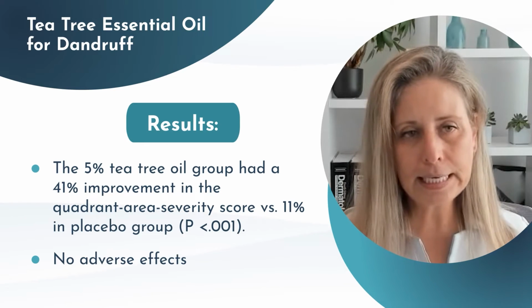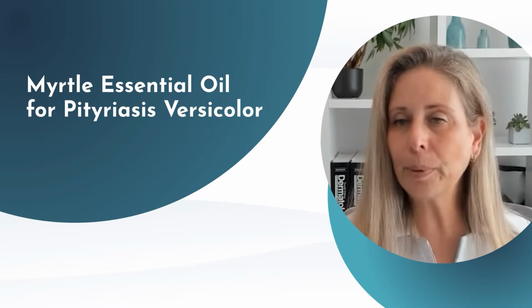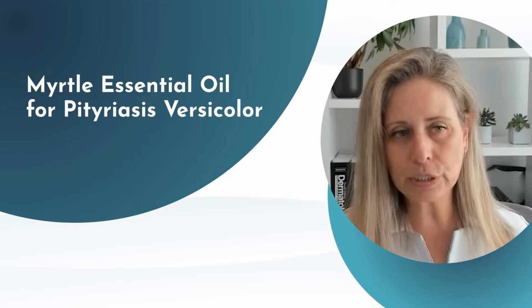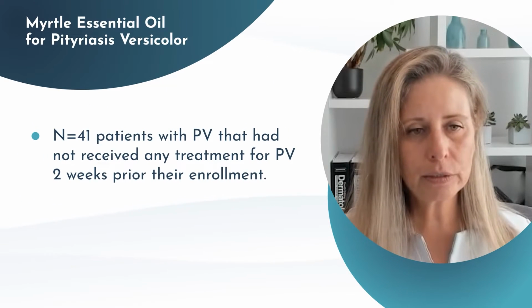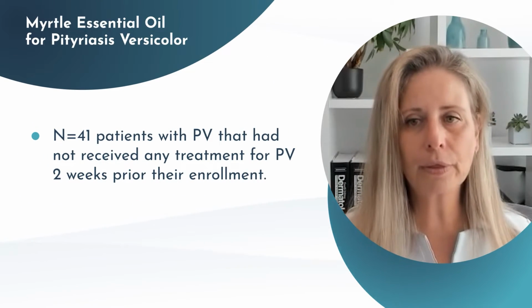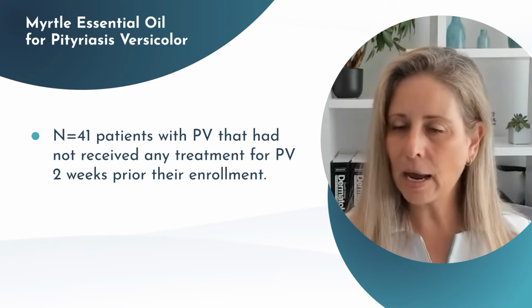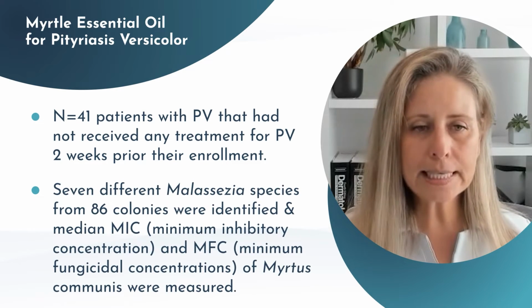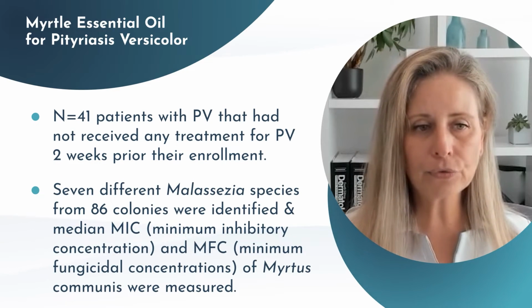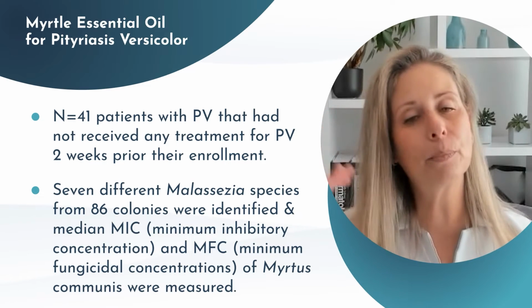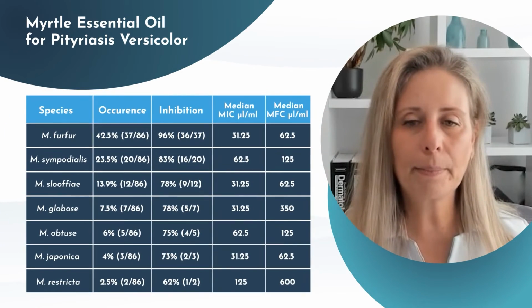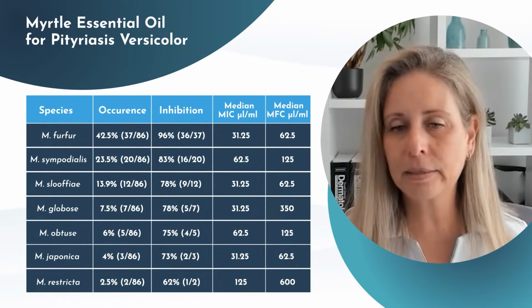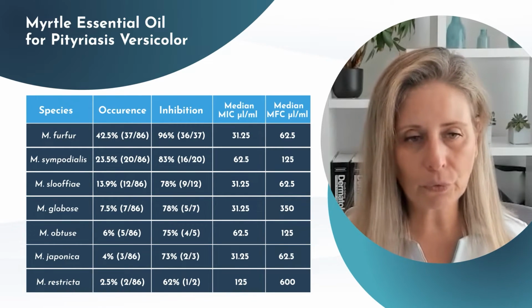And then there was a study done of Myrtle essential oil for Pityriasis versicolor or Tinea versicolor. They had 41 patients who were diagnosed with Tinea versicolor. They'd not received any treatment for 2 weeks prior to the enrollment. And they collected 7 different Malassezia species from 86 colonies on different parts of their body. So we can see there was Malassezia furfur, sympodialis, globosa, a bunch of different ones.